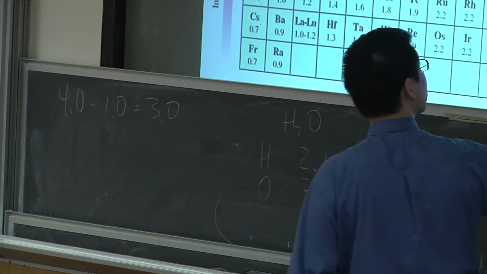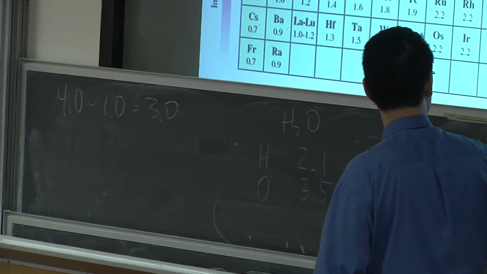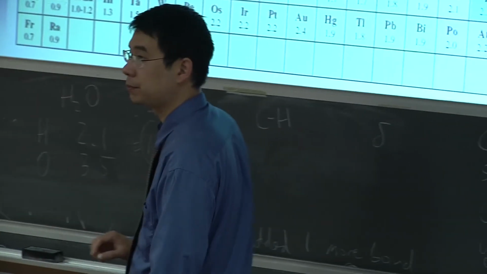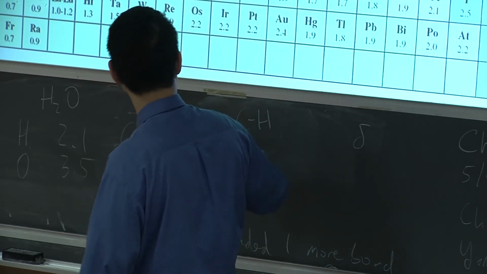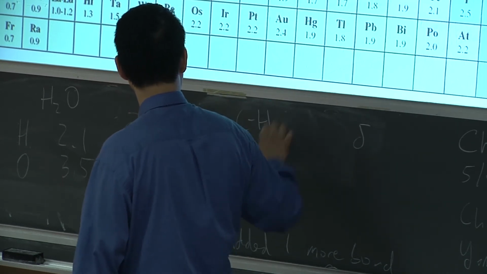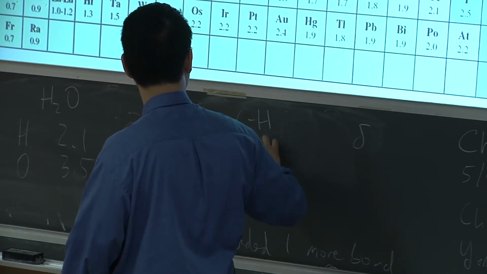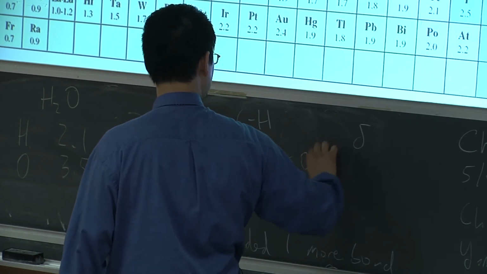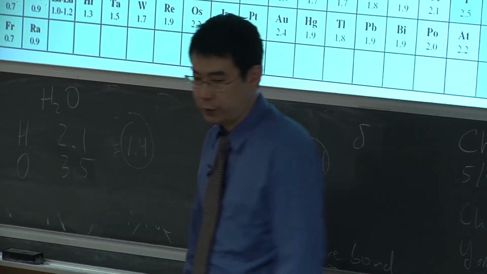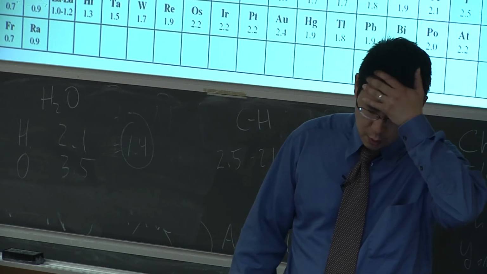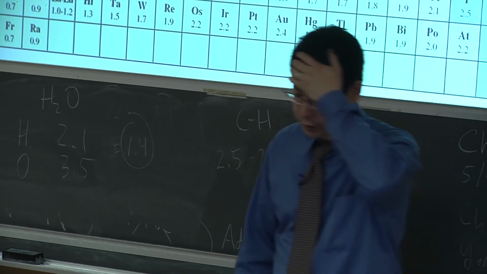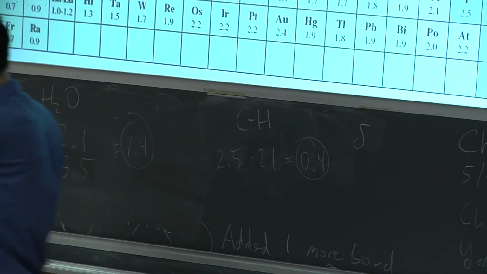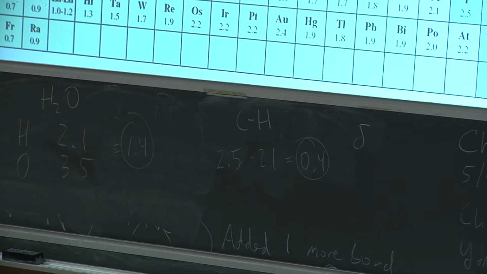If we get really small, let's say the CH bond, carbon is 2.5, hydrogen is 2.1. The difference is 0.4. That's something we would classify as small. And so there's a class of compounds called hydrocarbons that are just made up of carbon and hydrogen. Those are going to be nonpolar compounds.